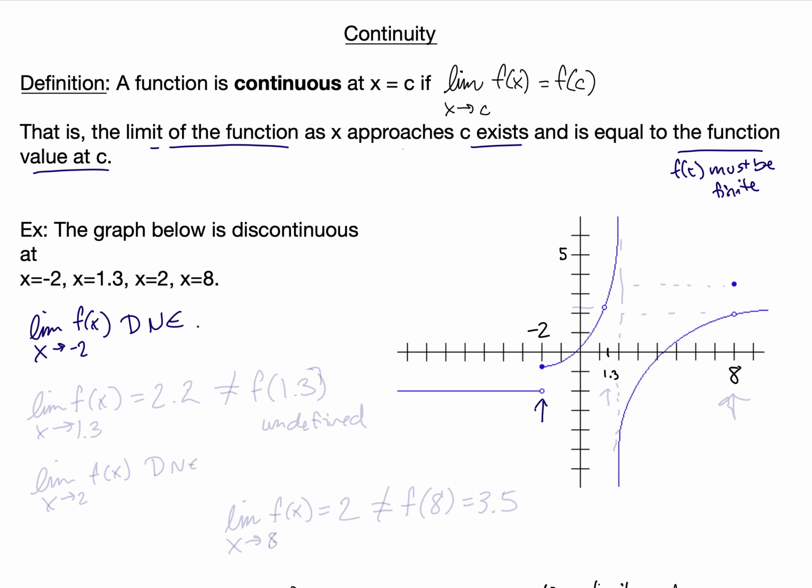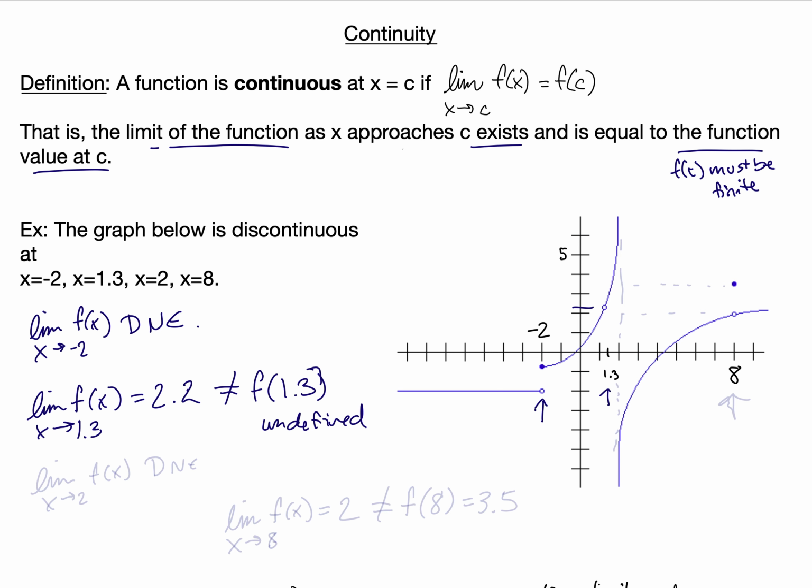It's also discontinuous at x equals 1.3. So it's discontinuous at x equals 1.3 because the limit of the function does exist. The limit as x approaches 1.3 of f of x does exist, and it's equal to whatever the output is, like 2.2 or something. But it is not equal to the function value at the point. So that's not equal to f of 1.3 because f of 1.3 is undefined, at least as far as we can see from this picture. There's an open circle at f of 1.3.